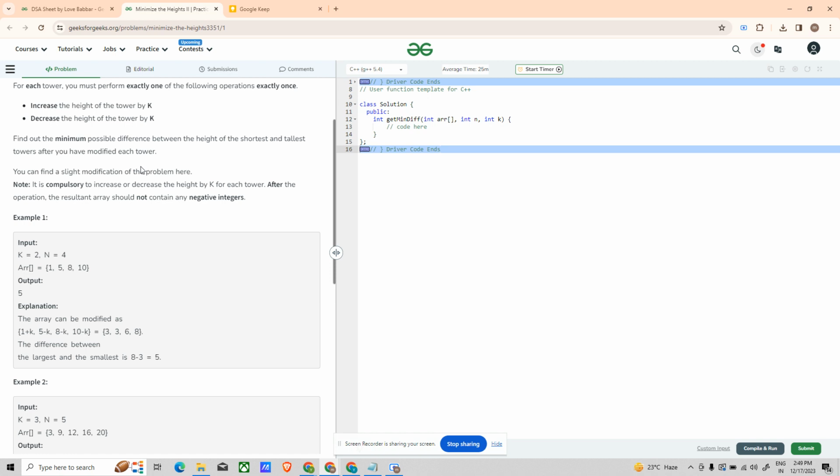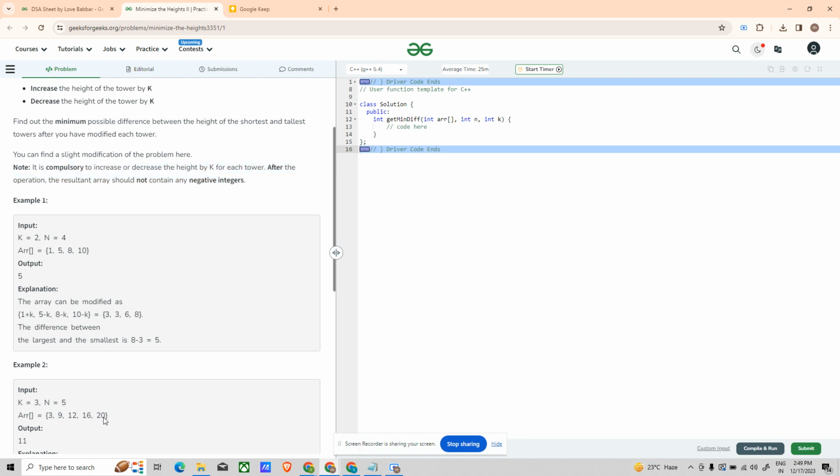You can find a slight modification of the problem here. Note, it is compulsory to increase or decrease the height by k for each tower. After the operation, the resultant array should not contain any negative integers. It would be easy to explain with this example: 3, 9, 12, 16, 20.